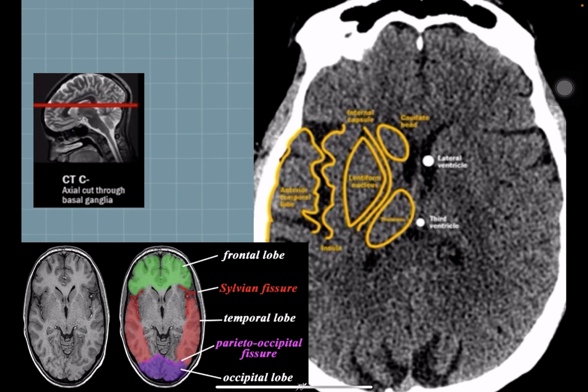So next, this is an axial cut through the basal ganglia. So we can visualize the sylvian fissure or lateral fissure, which separates the frontal lobe from the temporal lobe. At this level, some deep gray matter structures can also be visualized. So this is the head of caudate, lentiform nucleus. This is the thalamus, insular cortex, and in the midline we have the lateral ventricle and third ventricle.